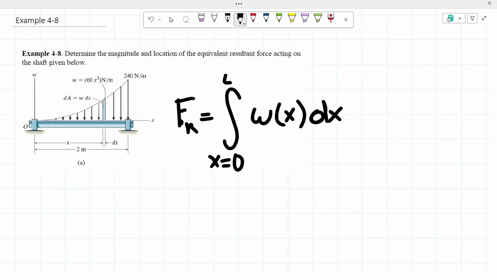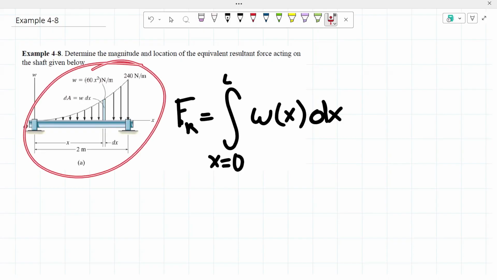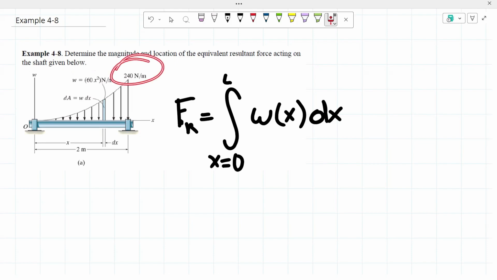Hello everyone, today we're going to be working on example 4-8, and this example is asking us to determine the magnitude and location of the equivalent resultant force acting on the shaft given below. As you can see, we have our figure right here, which gives us the shaft. It gives us our distributed load, which we know is 60x squared newtons per meter. Our highest point is 240 newtons per meter, and from there, we know the length, which is 2 meters.